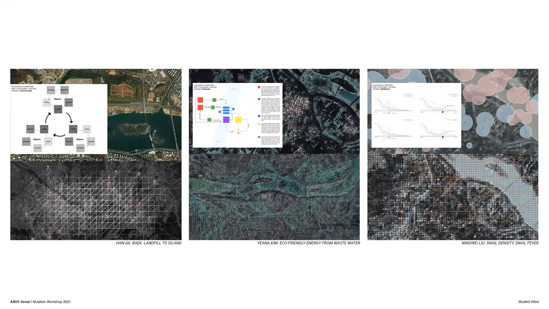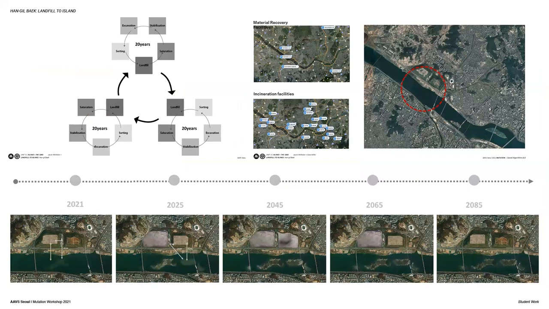We had some awesome ones that looked at snail ecology, wetland development, MRF to food delivery systems. This project is by Hongil, and he was looking at the process of transforming landfills into islands, which is on a 20-year temporal scale, and so transforming landfills into islands that might then become park space later.